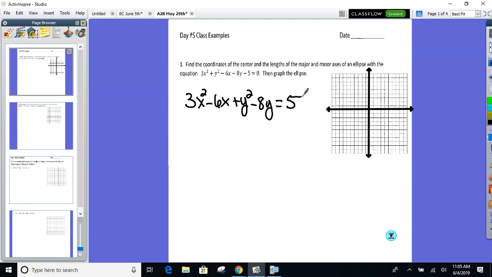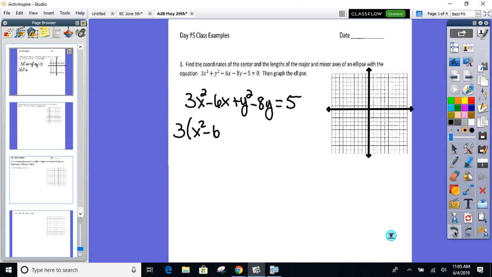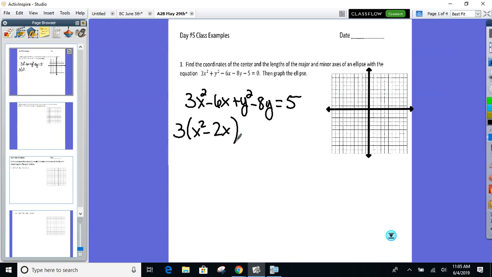The number in front of the x squared's got to be 1. So what do you suggest I do here? Take out a 3 from the x's. Everyone ready? Take out a 3 from the x's, and you'll be left with x squared minus 2x. Thank you. And then I don't have to take anything out from the y's because that's already 1.